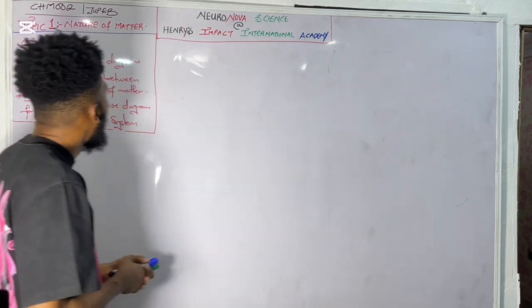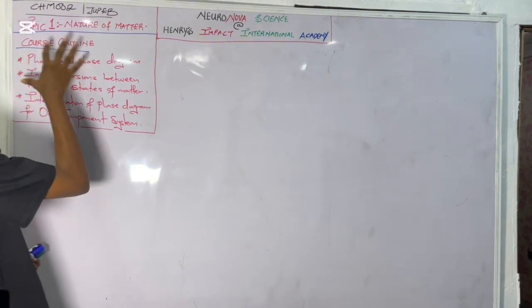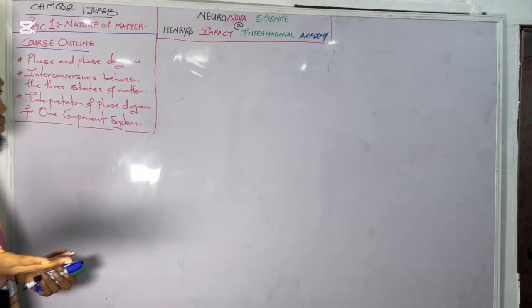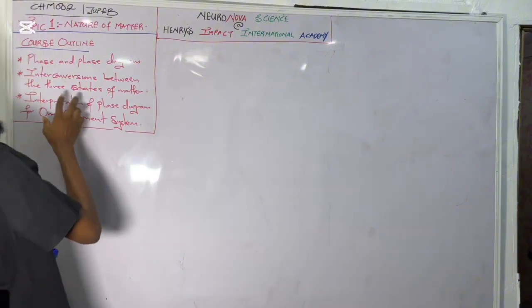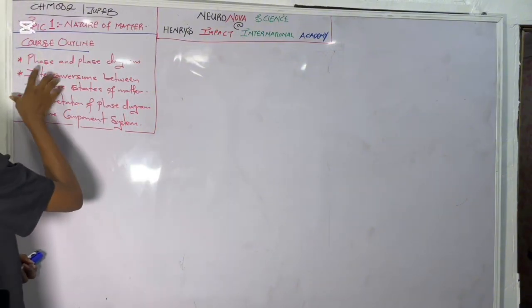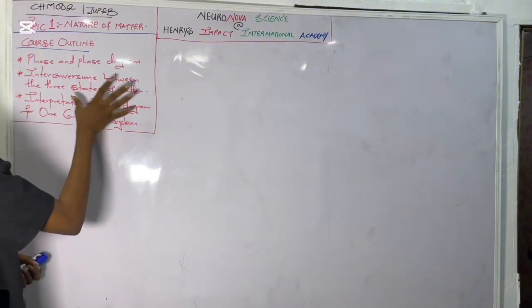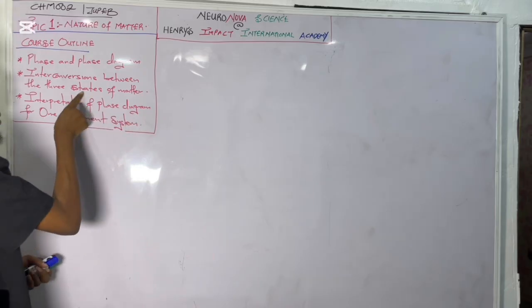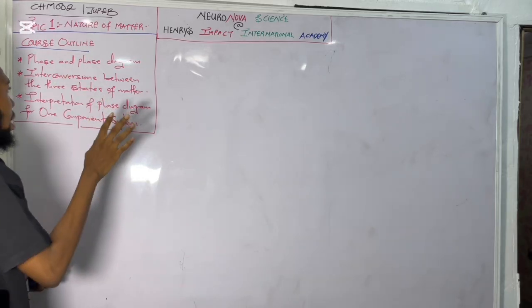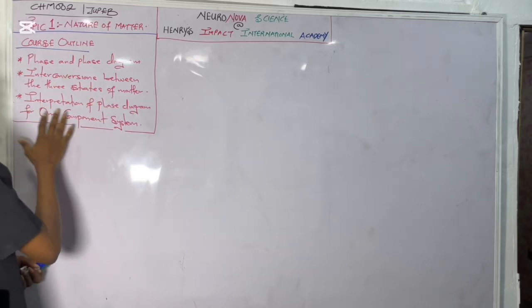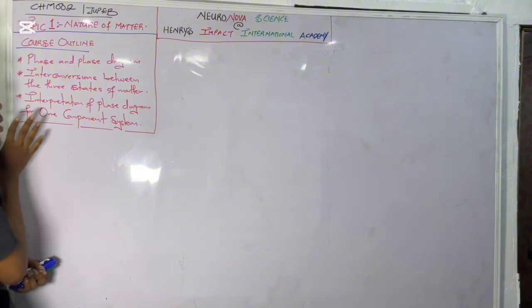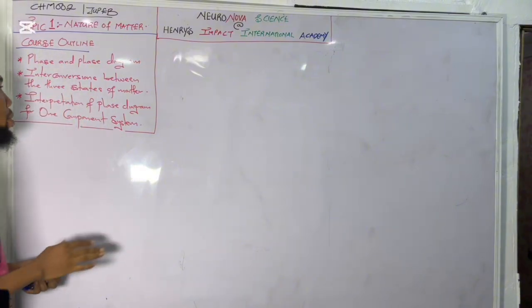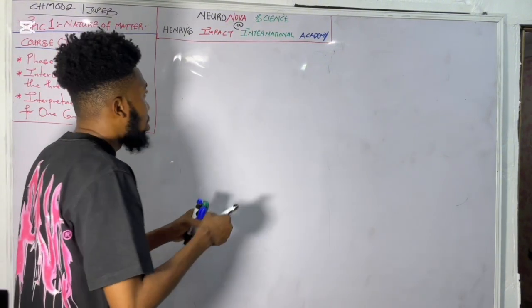So right now, we have this course outline presented by the E-level board JUPEB, and they want us to talk about nature of matter in respect to phase and phase diagrams, interconversions between the three states of matter. So three states of matter is the keyword there. We're going to be leveraging on just three states of matter. And interpretation of phase diagrams for one component system.